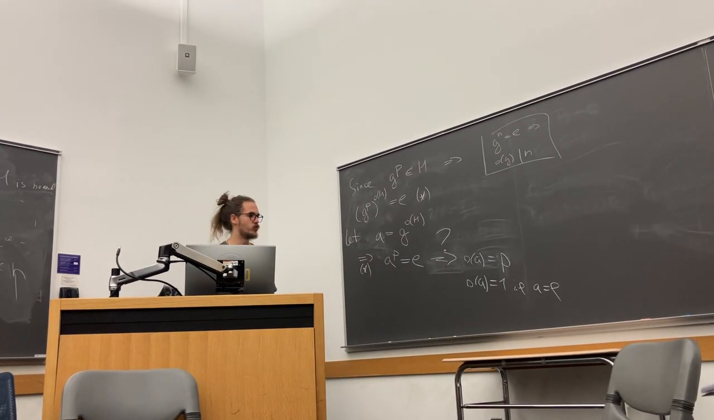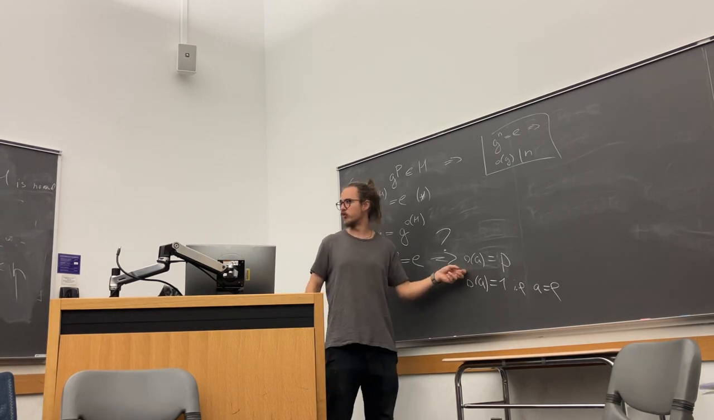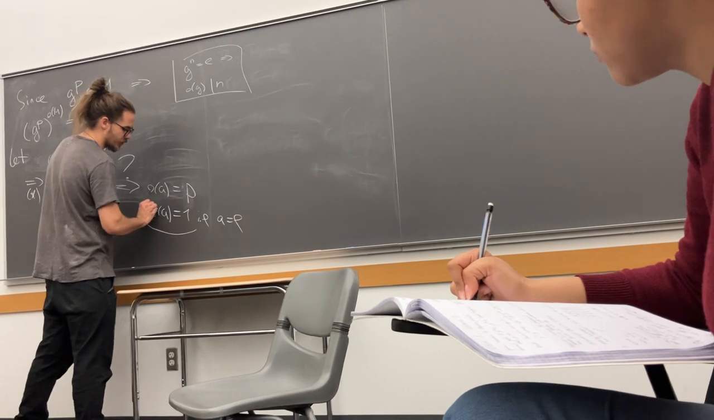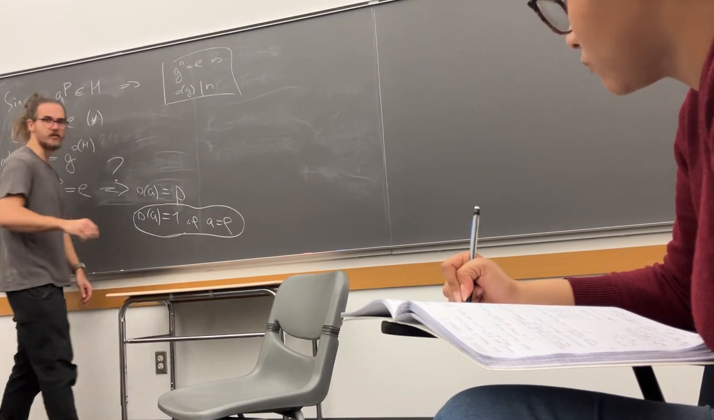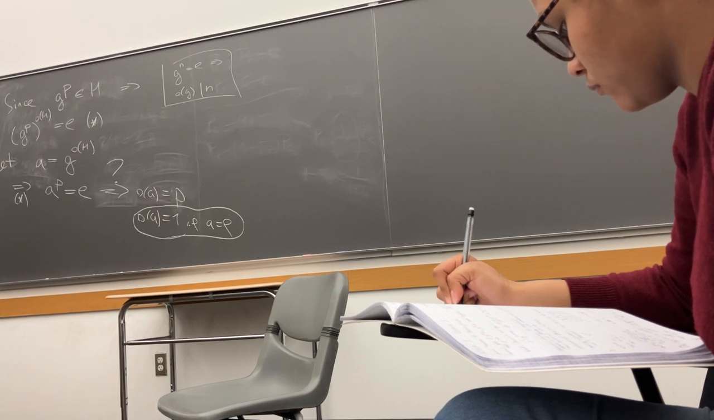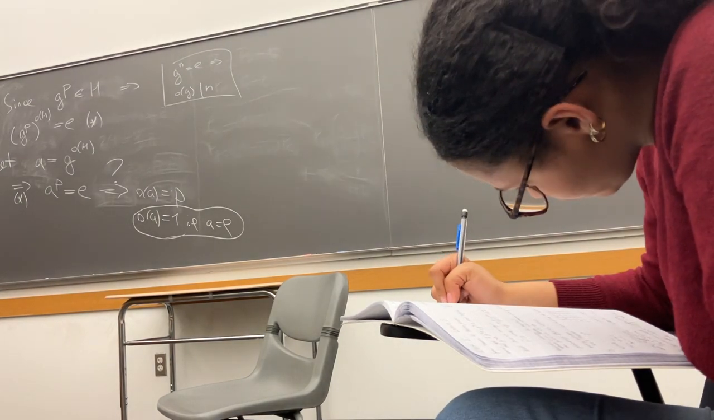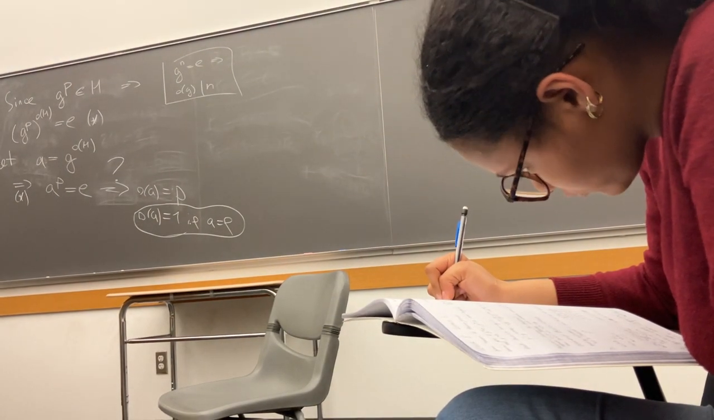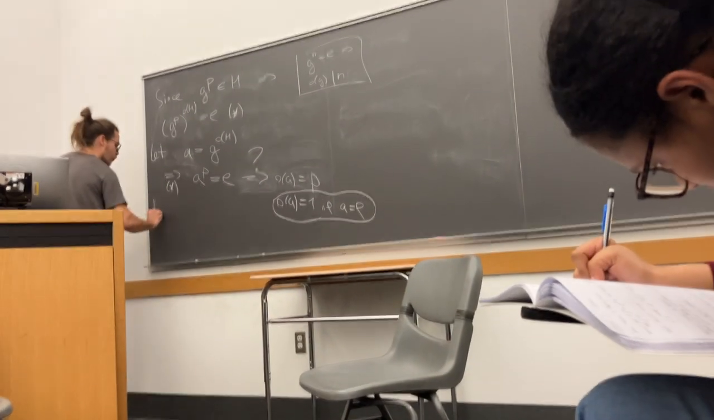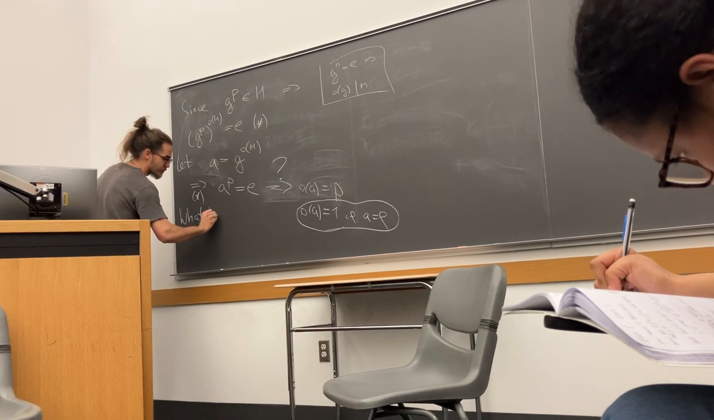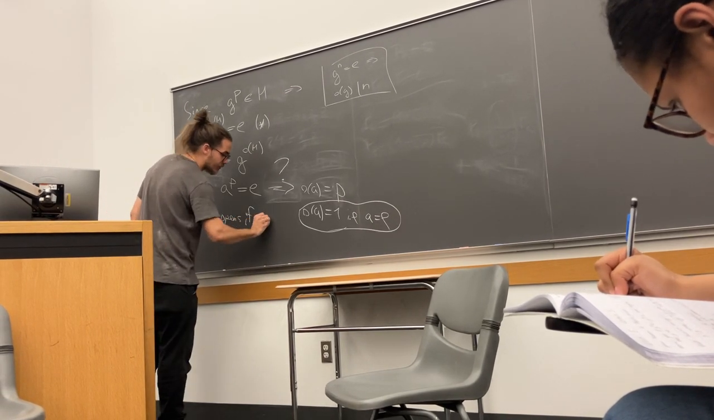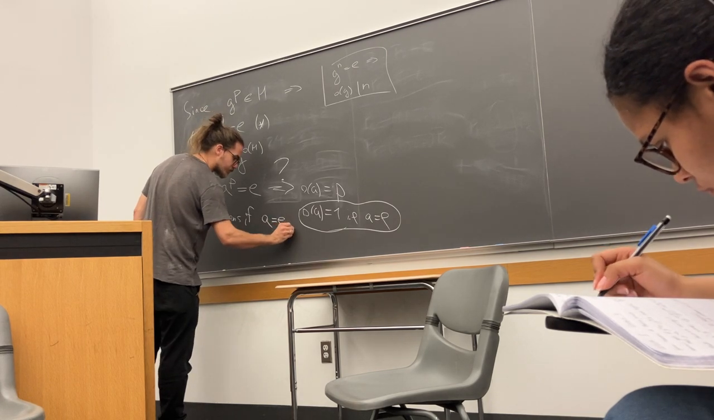So this is what we're trying to prove. All we need is to show that this is not a possibility, that a is not the identity here. So why is a not the identity? What happens if a is equal to e?